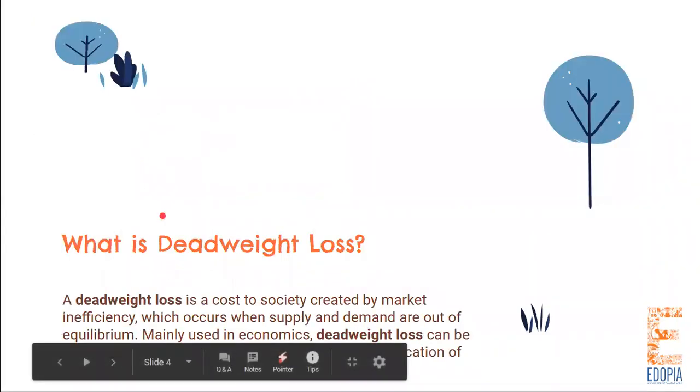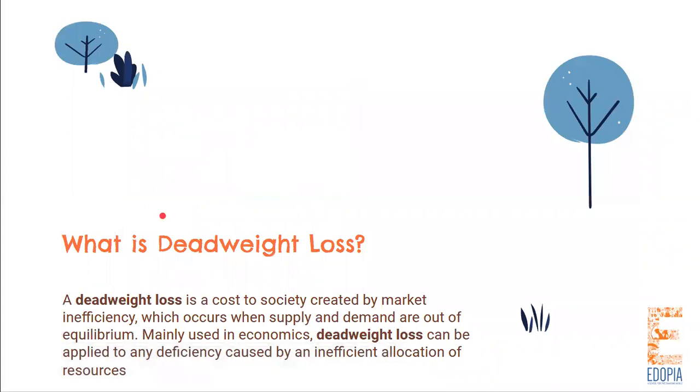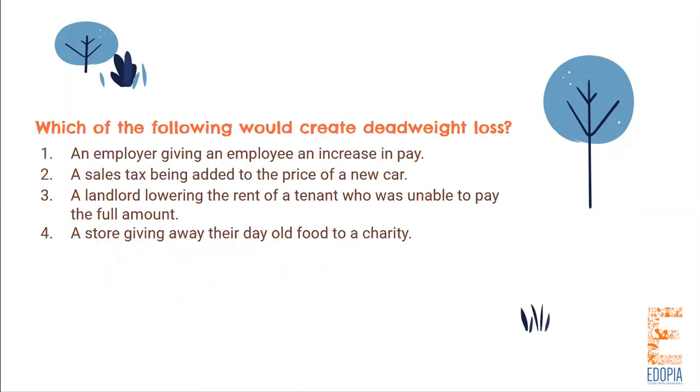Now we see what is deadweight loss. A deadweight loss is a cost to society created by market inefficiency, which occurs when supply and demand are out of equilibrium. Mainly used in economics, deadweight loss can be applied to any deficiency caused by an inefficient allocation of resources. So basically, because of the inefficient allocation of resources by the free market forces, the area that the consumers could have otherwise benefited from, we lose it, and that becomes our welfare loss or the deadweight loss because of the free market forces and market failure.